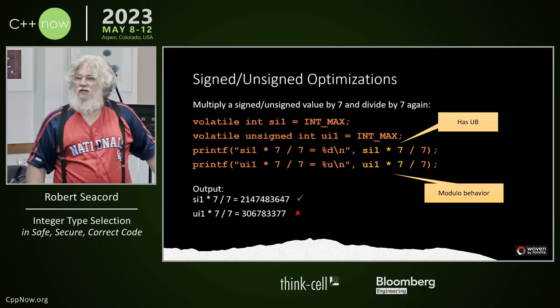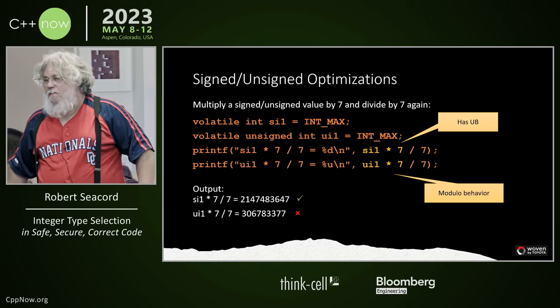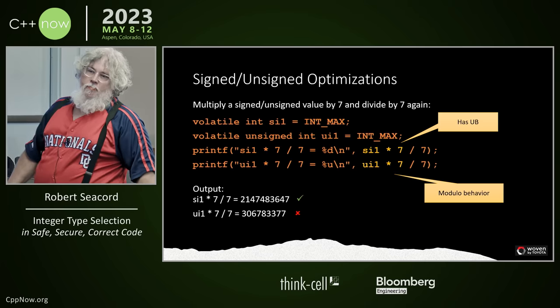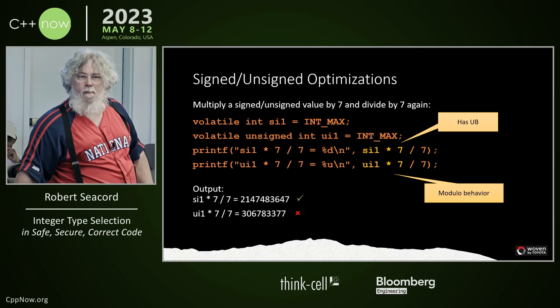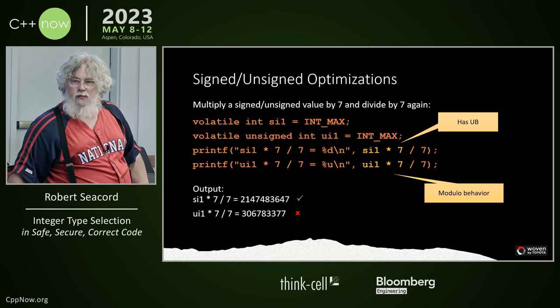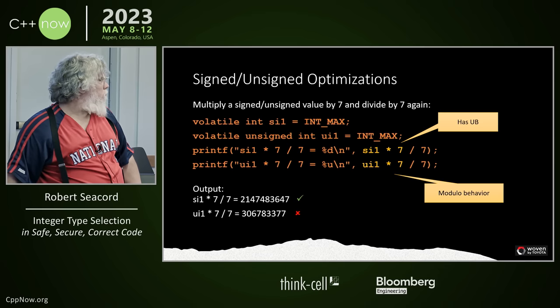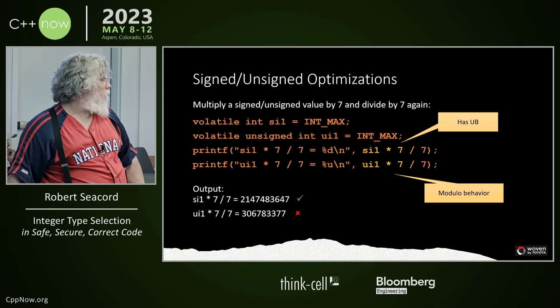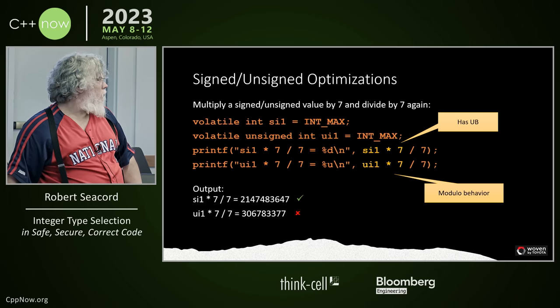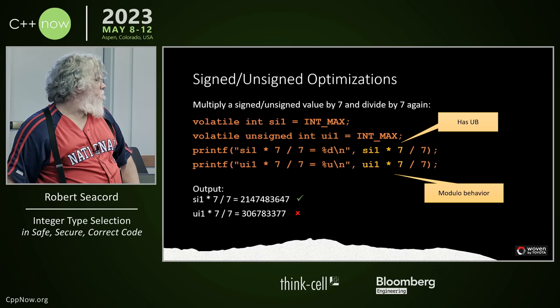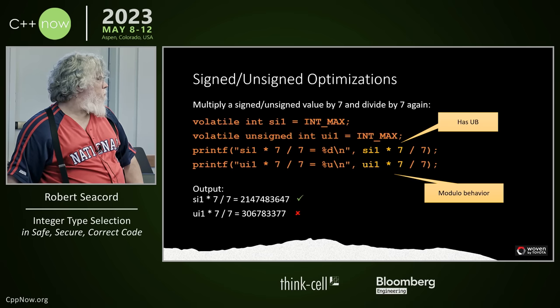Okay, go ahead. I'll go for the final bit, since we came back to that slide. So your first comment was that the compiler was allowed to just eliminate the first printf because it's int max, so if you multiply by 7, it overflows, so it might just say, no, it's not going to, in that particular case. Correct.